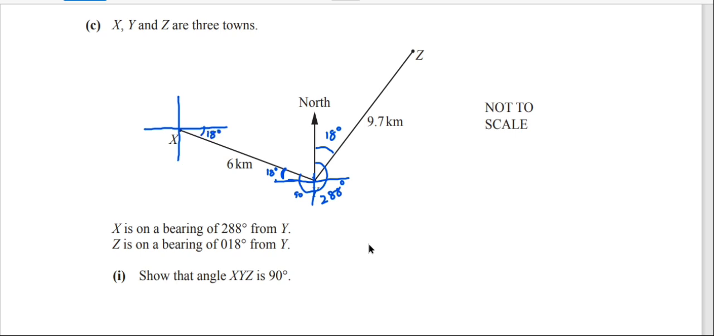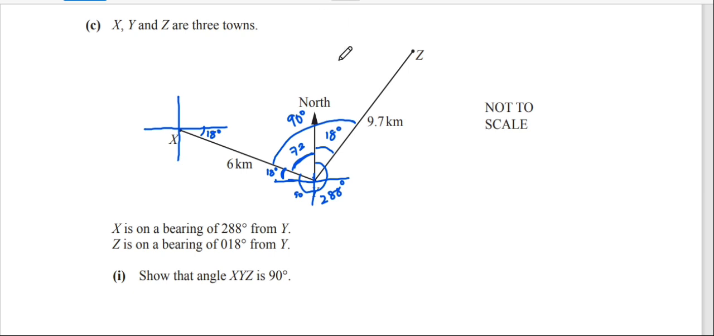Then they say show that the angle XYZ is 90 degrees. Let's find this angle here. This angle is going to give us 90 minus 18, which is 72. So if you now check from here to this place, 72 plus 18 will give you 90 degrees. So that's that.